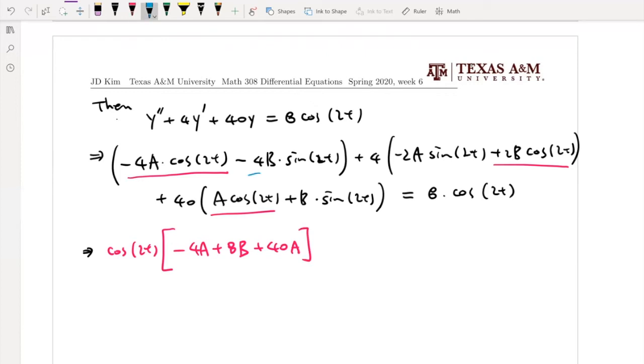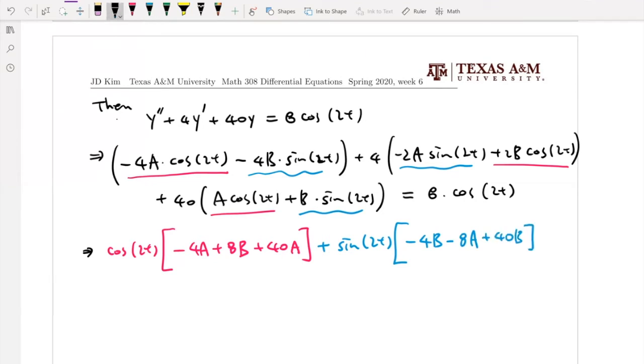Okay, what about sine term? I'm talking about this guy, and this guy, okay? Plus sine 2t and in big parenthesis minus 4b and then negative 8a plus 40b must be equal to your right hand side. 8 cosine 2t, right? That's it.